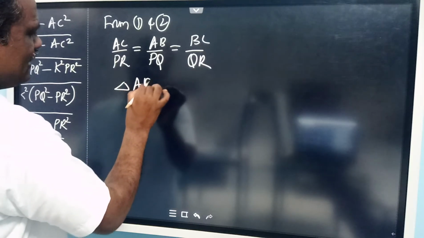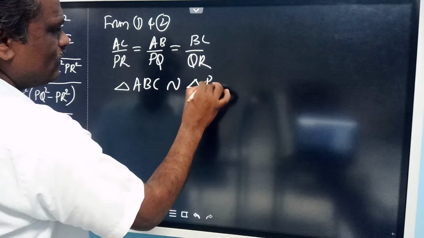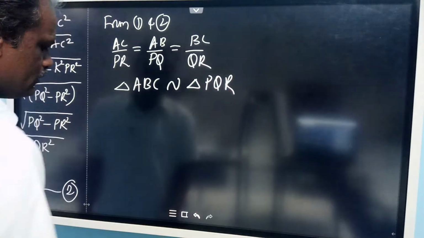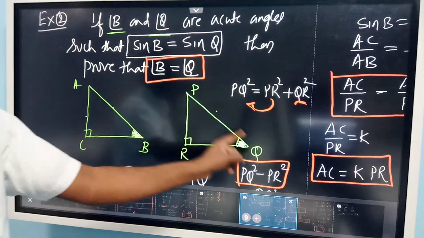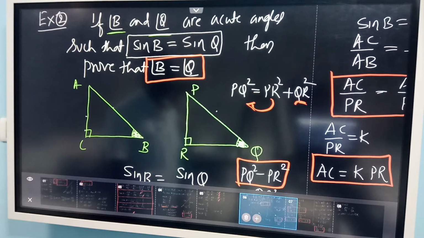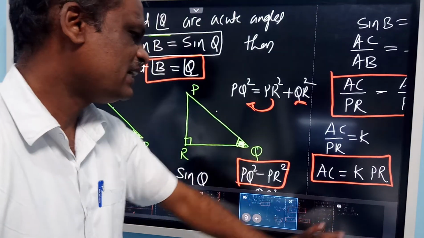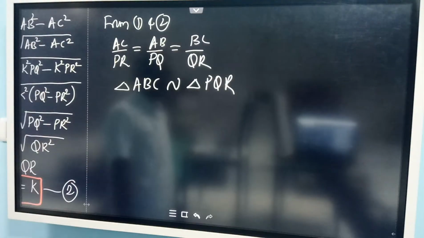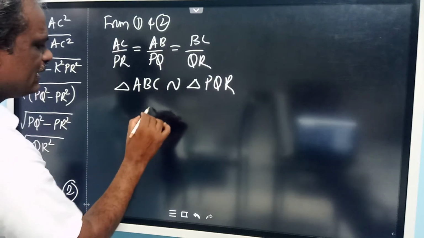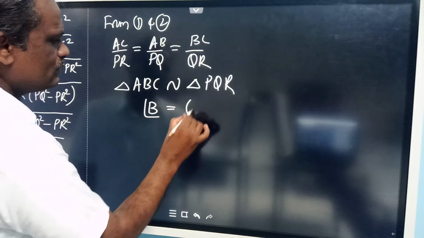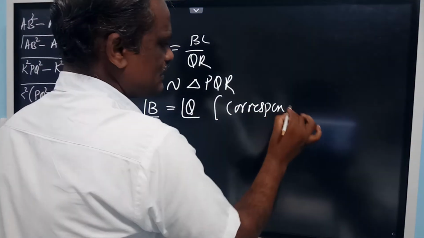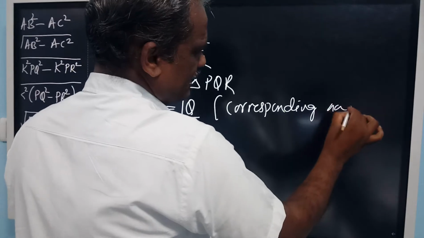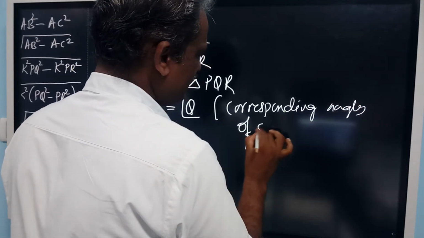Therefore, I can write triangle ABC must be similar to triangle PQR by the similarity criterion, SSS criterion. So if the triangles are similar, then the corresponding angles must be equal. Angle B is equal to angle Q. So you can write the reason: corresponding angles of similar triangles.